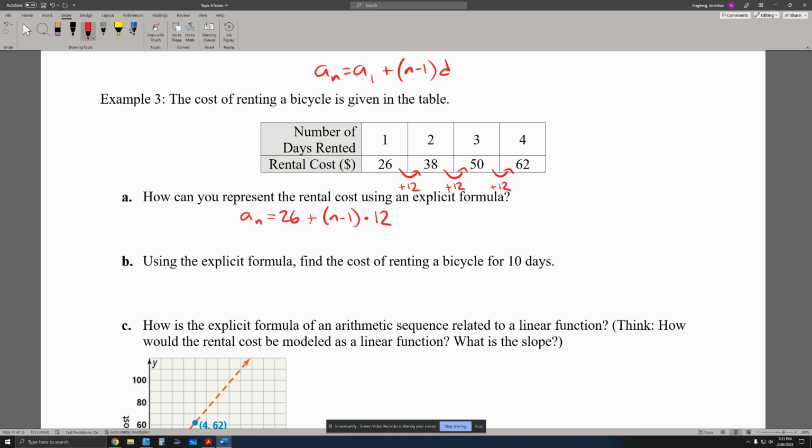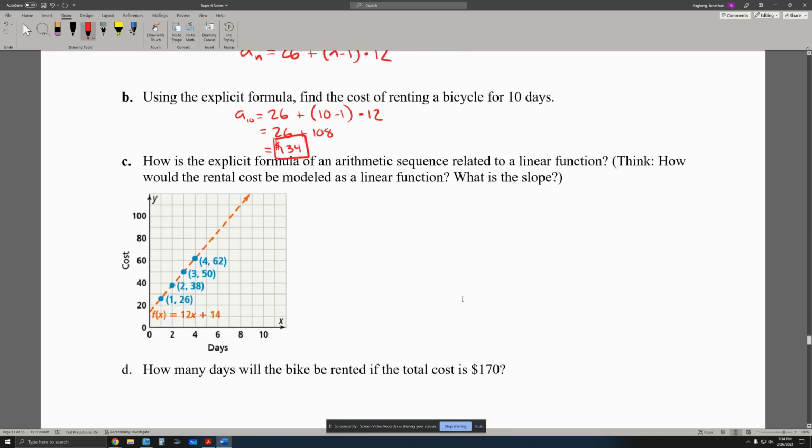If I wanted to find the 10th term in the sequence, or the cost of renting the bicycle for 10 days, we can find a sub 10, which is equal to 26 plus, and we're plugging in 10 for n, so we have 10 minus 1 times 12. That gives us 26 plus 9 times 12, which is 108, and if we add 26, we get 134. So if we rent this bike for 10 days, it's going to cost us $134.